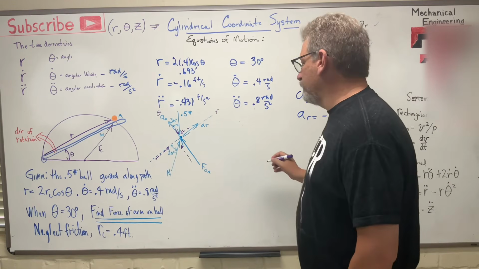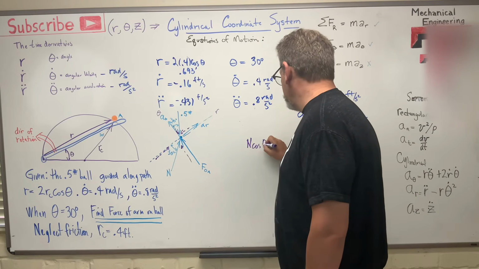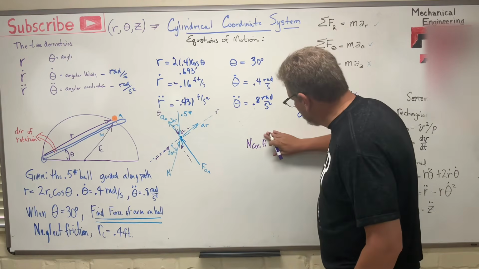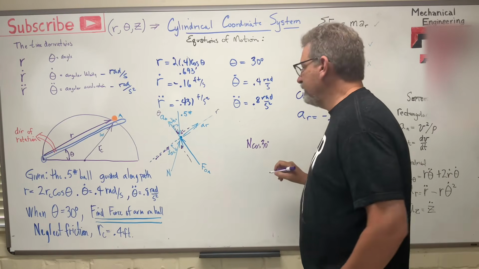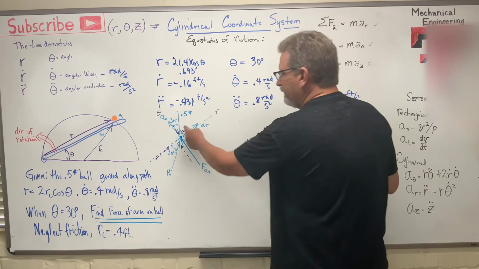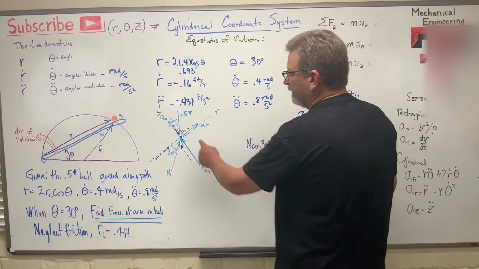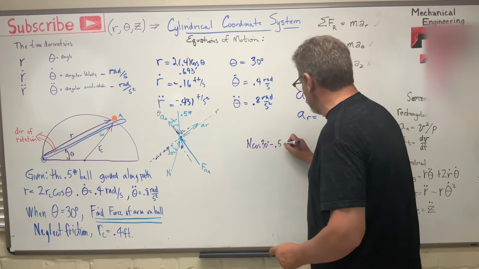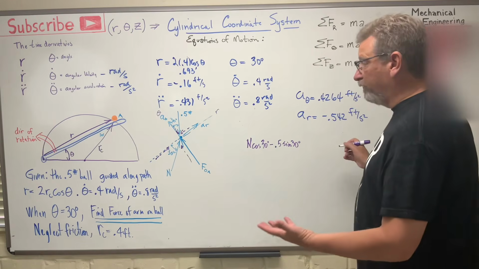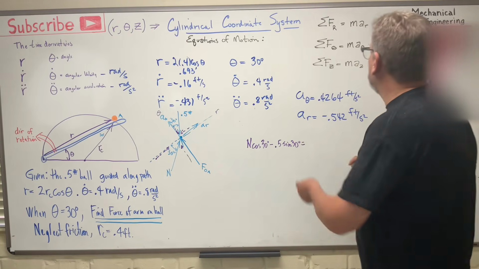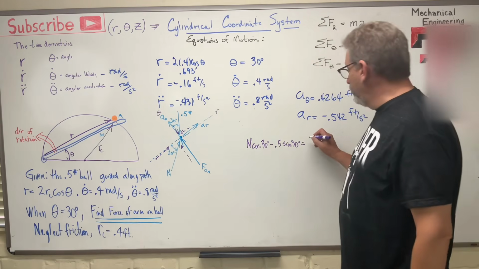So in the R direction, what do we have? We have N cosine of theta, which is 30, going in the positive direction, and then minus 0.5 times, this one here is actually the sine of 30. And that's all the forces in it. So that is equal to M times A, and M is 0.5.